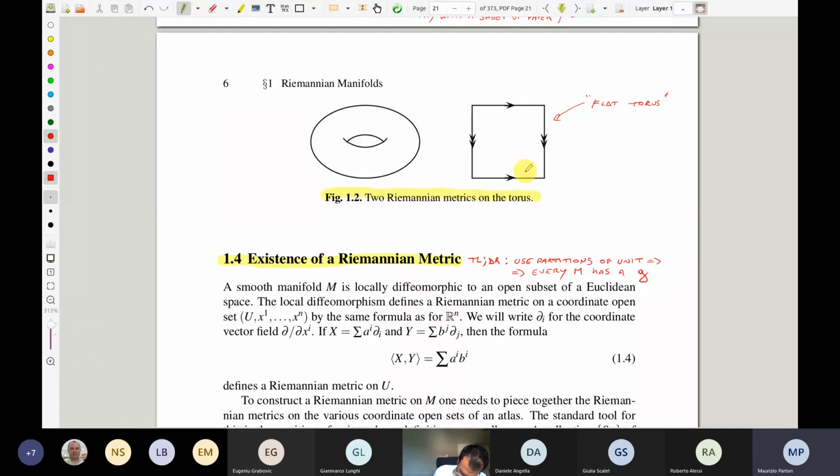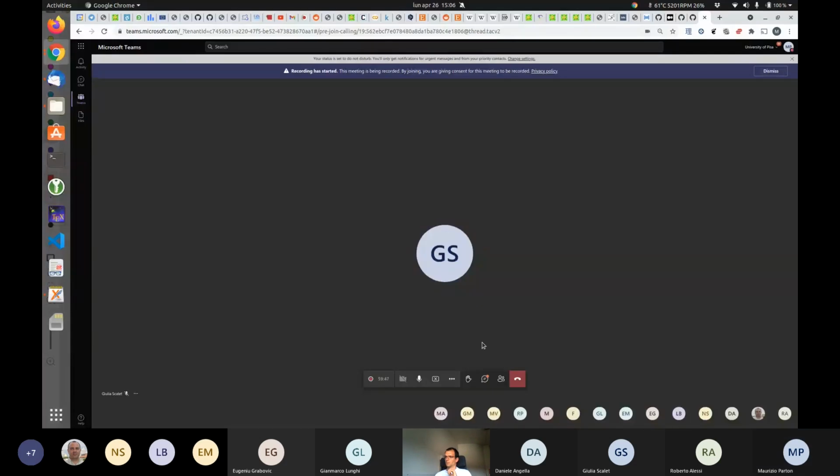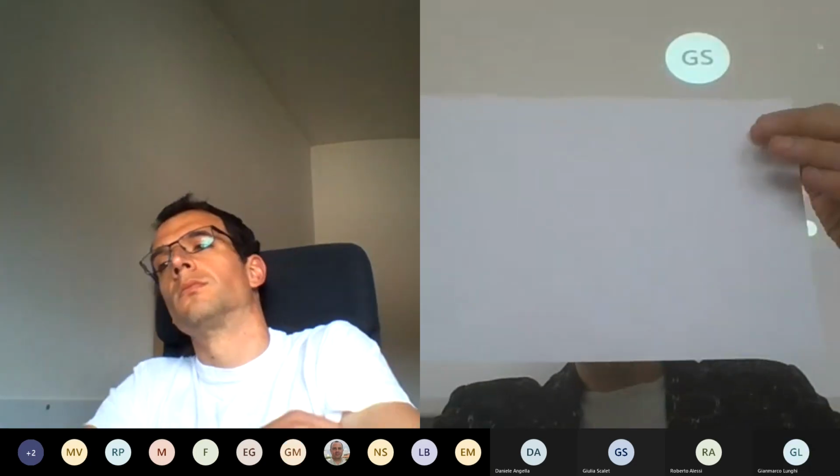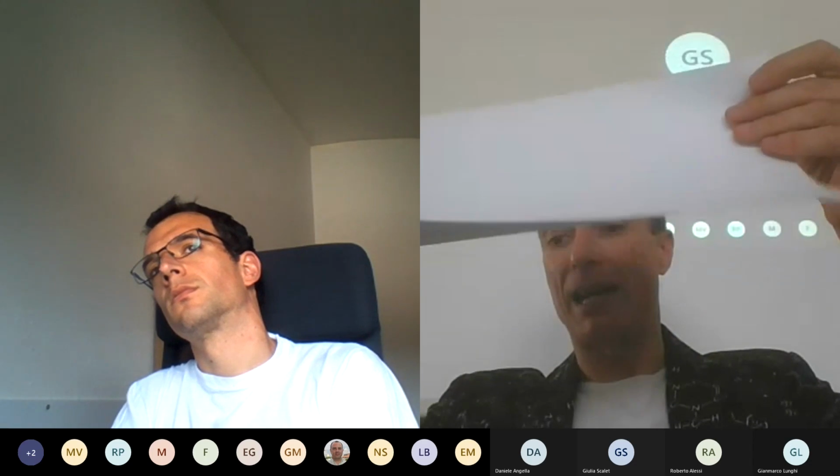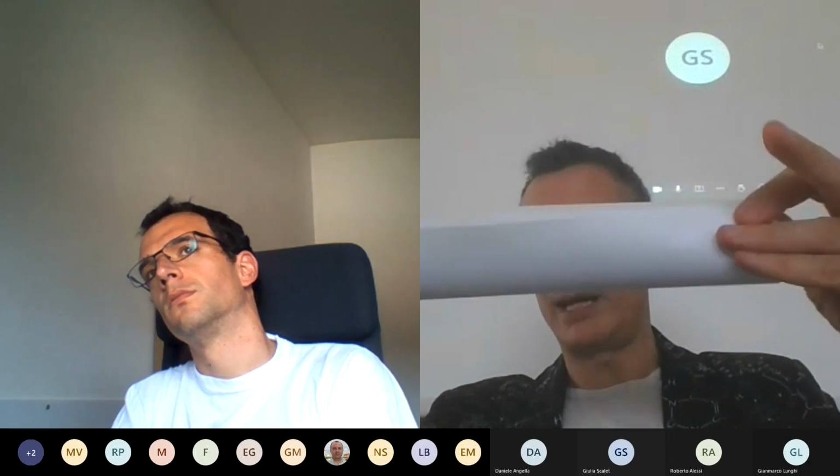You can take a metric which is clearly not curved on the same space in this way. Take a piece of paper, this one. Let me switch on the camera. So this is a piece of paper, okay? And I'm now taking the identification of two sides. I'm making a cylinder this way.